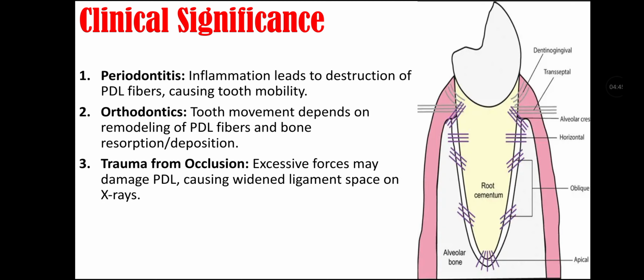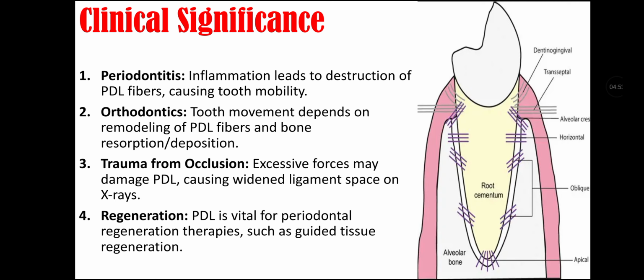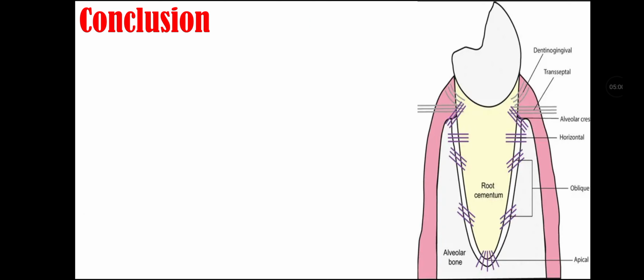Third significance of PDL is trauma from occlusion, as excessive forces may damage PDL, causing widened ligament space on X-rays. Fourth significance is regeneration, as PDL is vital for periodontal regeneration therapies such as guided tissue regeneration.